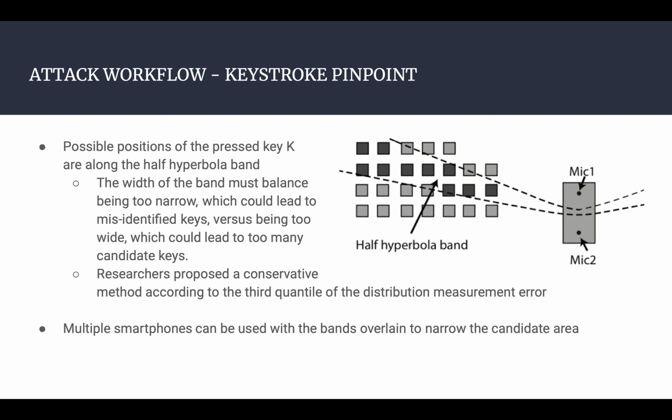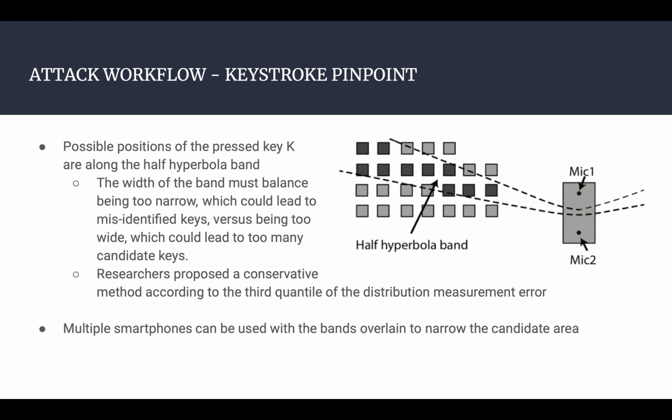And so then the question becomes, what is the width of the band that should be applied? If you have something that's too narrow, then you could be misidentifying keys. If you have something that's too wide, then that could lead to too many candidate keys, and you can't guess the key based on the keystroke. So the researchers proposed a conservative method according to the third quantile of the distribution measurement error as the width of the hyperbola band.